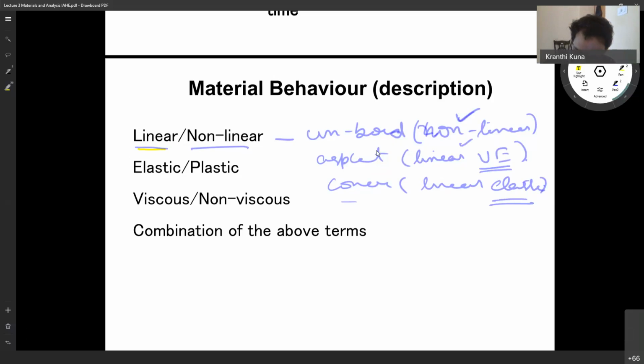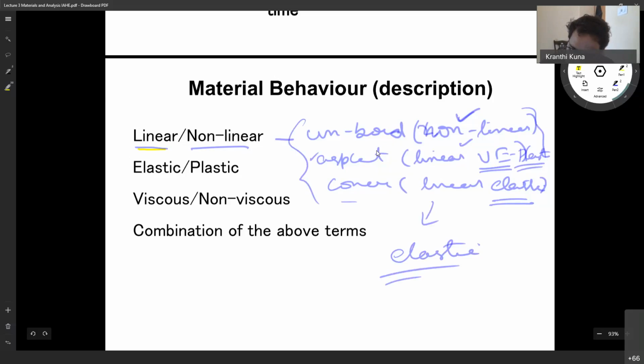Actually, asphalt is linear viscoelastic plastic. Maybe I should talk about plastic as well. But when we are analyzing a pavement, we consider all materials as elastic, although asphalt is viscoelastic plastic and unbound materials are non-linear elastic plastic. We ignore all of them and consider them as elastic materials.